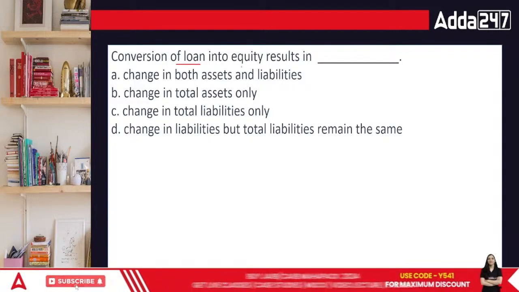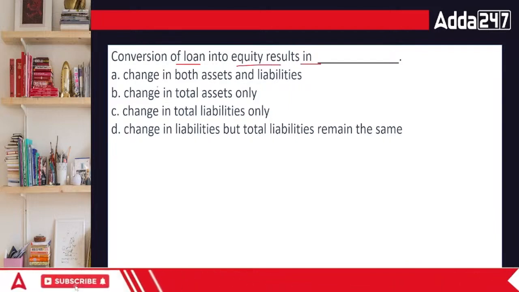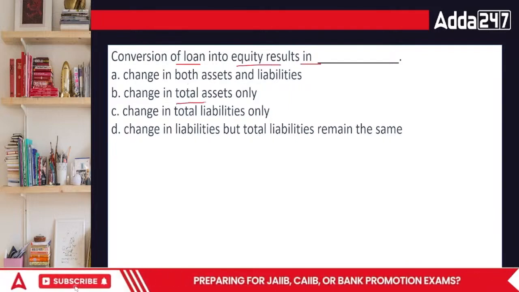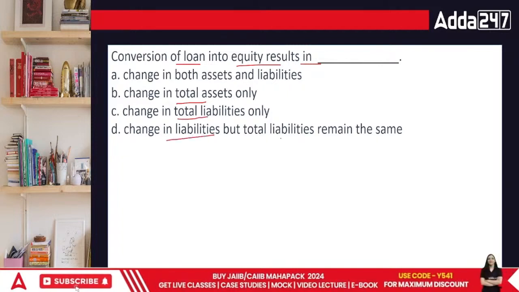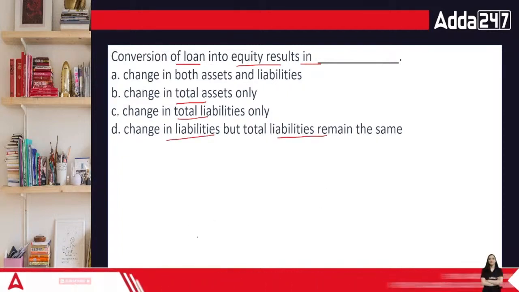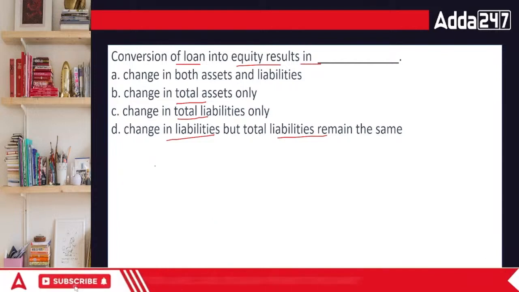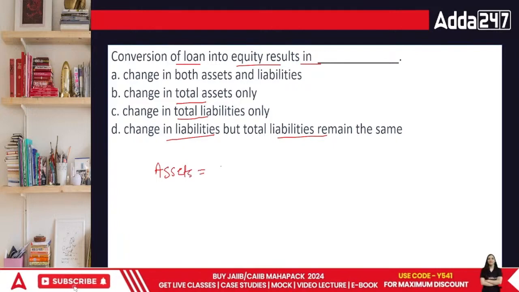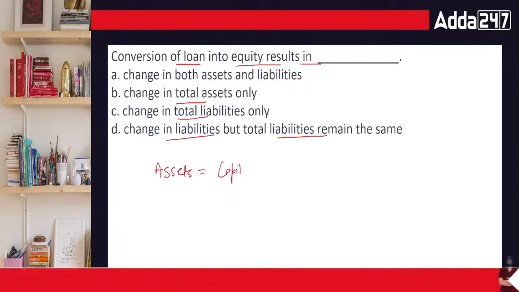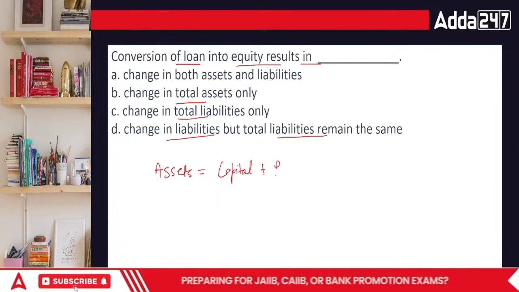Conversion of loan into equity results in change in both assets and liabilities, change in total assets, change in total liabilities, or change in liabilities but total liabilities remain the same. Now, what is the balance sheet equation? This seems to be a balance sheet equation question where we have assets is equal to capital plus liabilities.